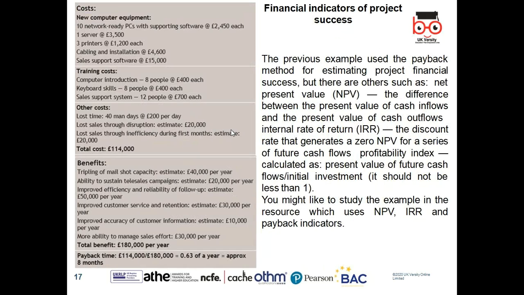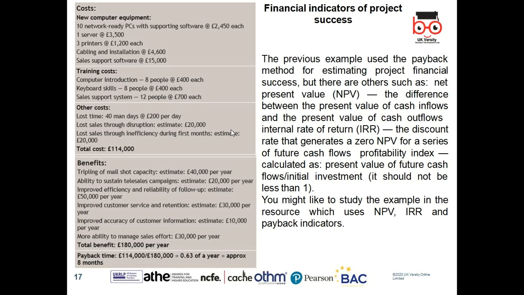Okay. This is a financial indicator of the project. Suppose we need a new computer. What will be the cost? Yes. Training cost, other costs. Then we need to look at, if I'm buying the new computer system, what benefit? Shorter capacity, estimated 40,000 per year. Ability to sustain telesales. If we have a good IT system, we can do telesales. Telesales means, on the telephone, we can improve if we have a record and a good IT system.